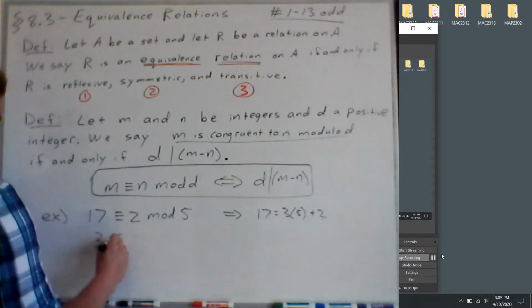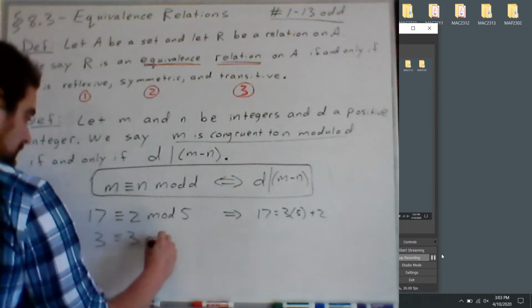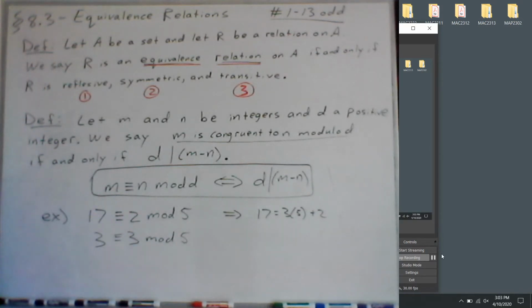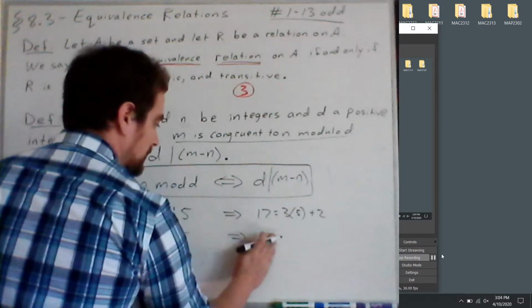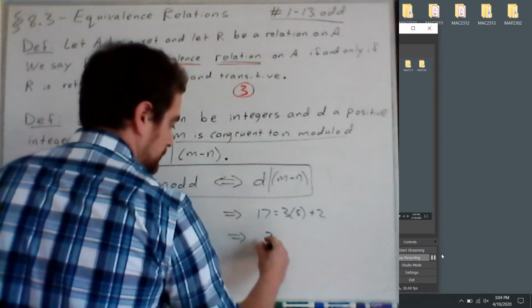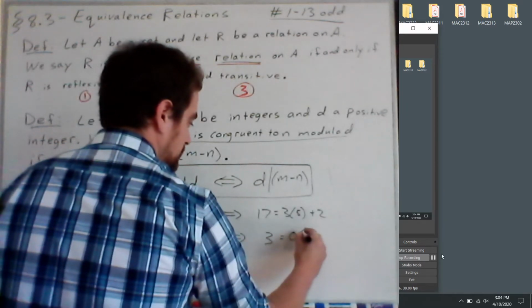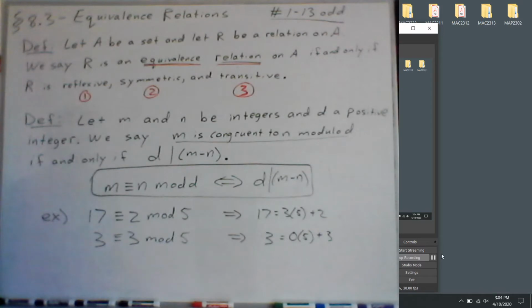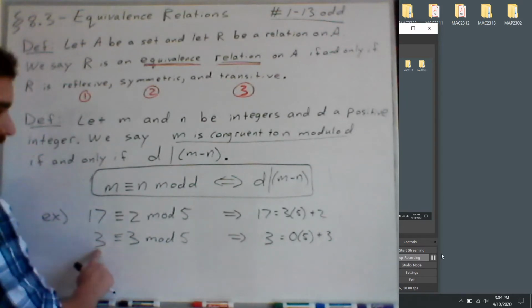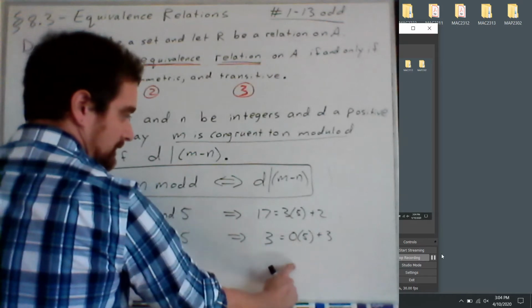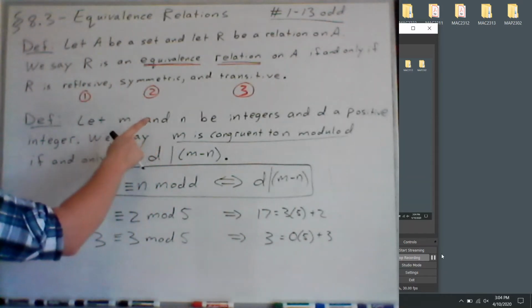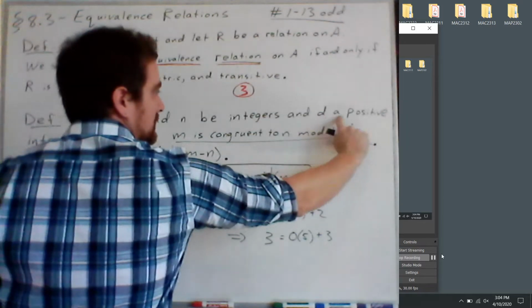Another example, 3 is congruent to 3 mod 5. Well, that's because when we look at the number 3, it's equal to 0 times 5 plus 3. So you can see where I'm picking up this number 3 by doing 0 times 5 plus 3. The quotient is allowed to be 0 or negative, right? We want d to always be a positive integer. Right? A positive integer d.